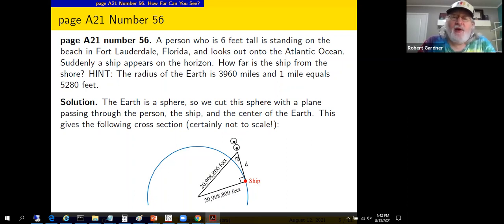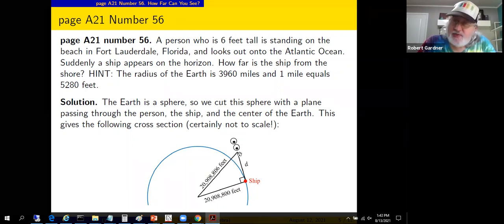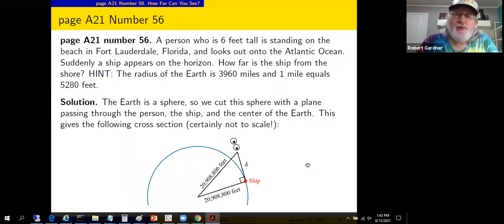And we could modify this easily to change the numbers and say, if a person stands on the top of a 3,000-foot mountain, how far can they see? Just by changing the 6 feet to say 3,000 feet. And we'll do the same type of manipulations we're about to do.